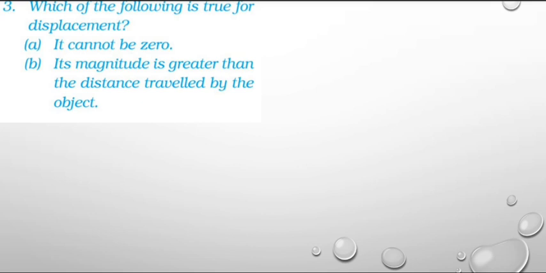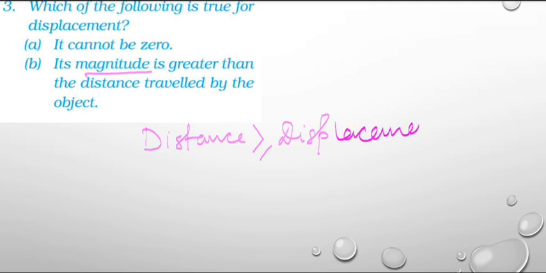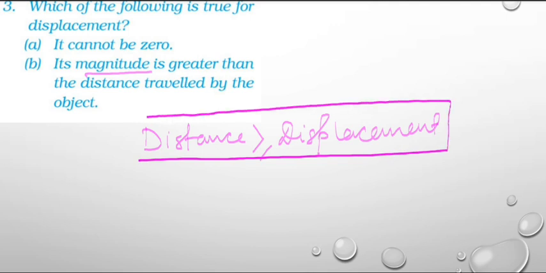Now, the magnitude of the distance is always greater than or equal to displacement. Greater than or equal to displacement, of course. Now, when will it be equal? Only when the distance traveled is in a straight line, and only in the same direction.